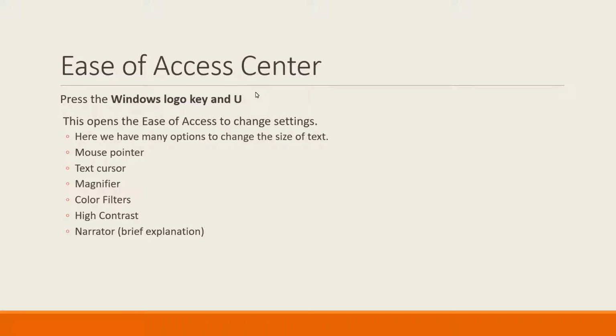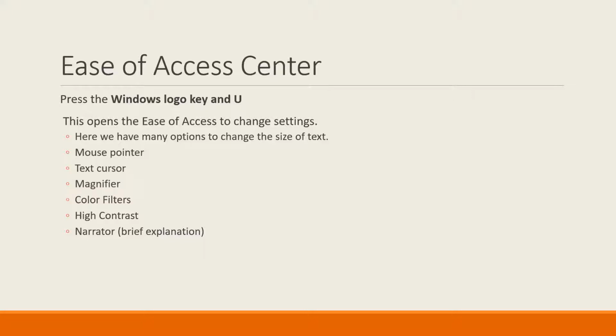All right, much better. Okay, so let's talk a little bit about the Ease of Access Center. In order to get to the Ease of Access Center, we simply press the Windows logo key and the letter U. For those of you that may not be familiar with the Windows logo key, it is almost always at the bottom left side of the keyboard. It's typically the second or third one in from the left. Most often it's the second one in.